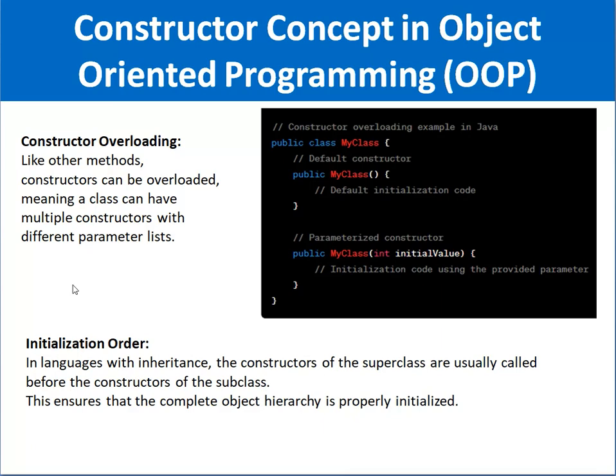Constructor overloading means that, like other methods, constructors can be overloaded, meaning a class can have multiple constructors with different parameter lists. For example, take public class MyClass. This is the default constructor. Whenever the object is instantiated, this constructor will be called. However, we have another parameterized constructor as well, that means MyClass(int initialValue). This is the parameterized constructor.